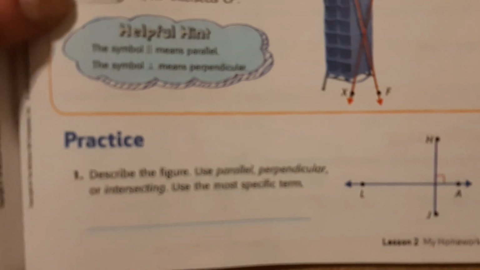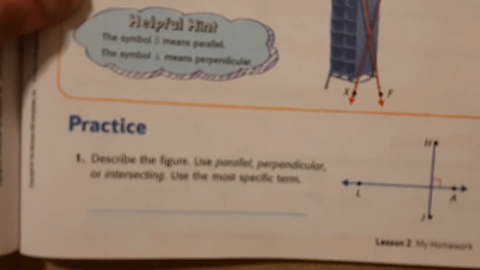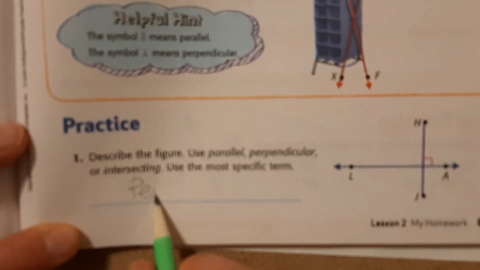All right, take a look, one more together. It says, describe the figure. Use parallel, perpendicular, or intersecting, the most specific term. So write your answer. Sorry, that's blurry. I'm not quite sure why that's all blurry. All right, what did you write? Did you write perpendicular? Then you were correct.